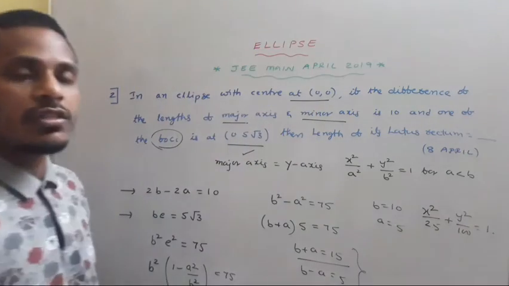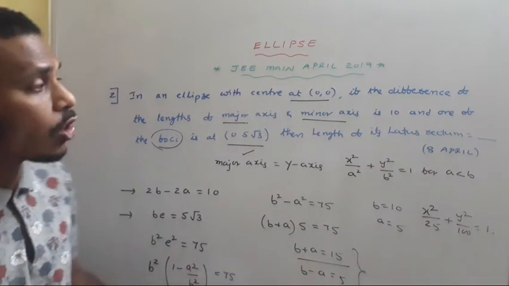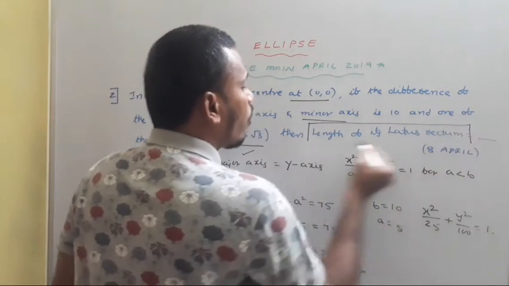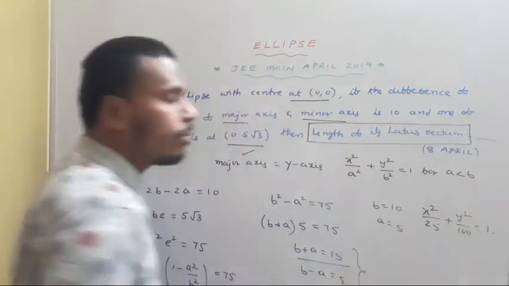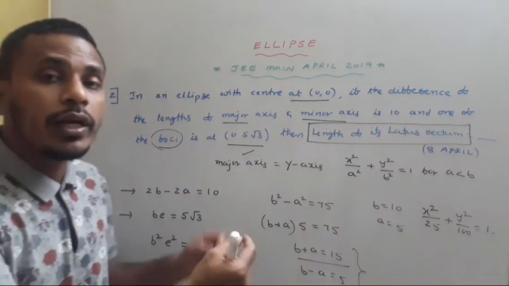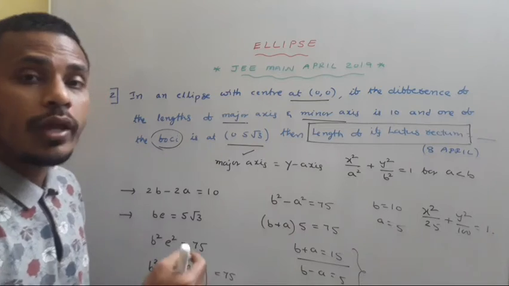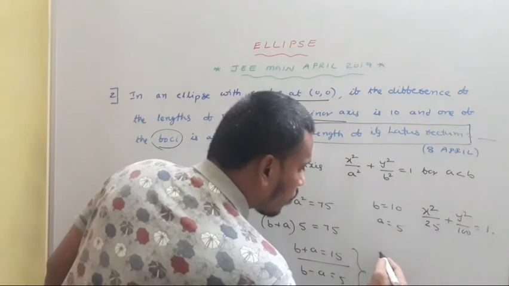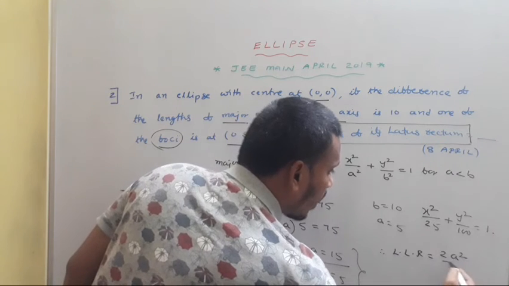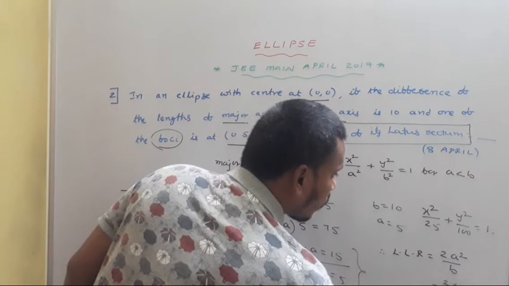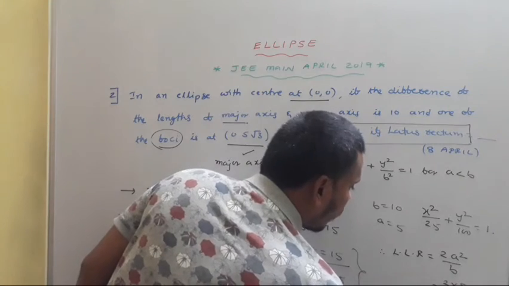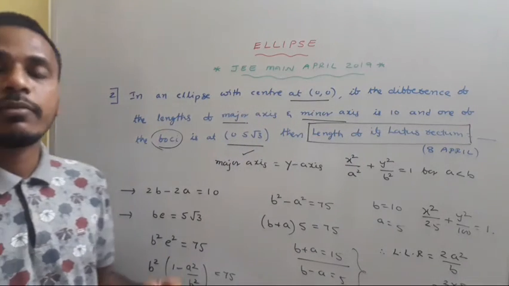But actually our task is not to find the equation of the ellipse. Our task is to mention the length of the latus rectum. So the length of the latus rectum, if a is greater than b, is 2b square by a. But here a is less than b, so we need to interchange a and b. So it is 2a square by b. Therefore, the length of the latus rectum is equal to 2a square by b, that is 2 into 5 into 5 divided by 10. It gives us 5. So the length of the latus rectum is 5.